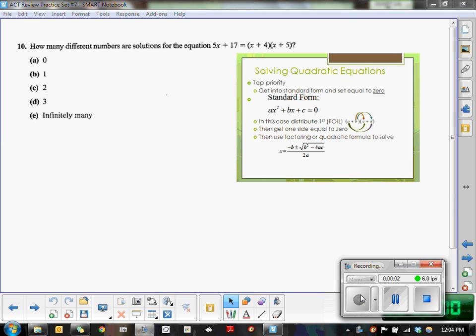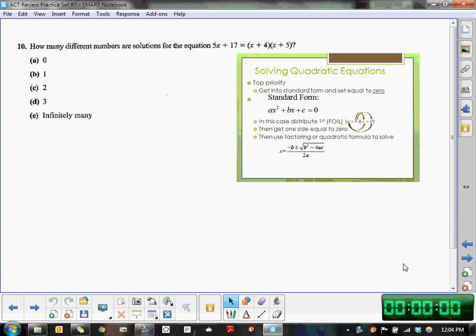Finally, in question number 10, they ask us how many different numbers are solutions for the equation. They show you an equation there, and this equation ends up being a quadratic equation because of this right side expression. In order to simplify this expression, we're going to have to multiply, and that means we will end up with a quadratic equation. So I'm going to apply our FOIL strategy, or double distributive.